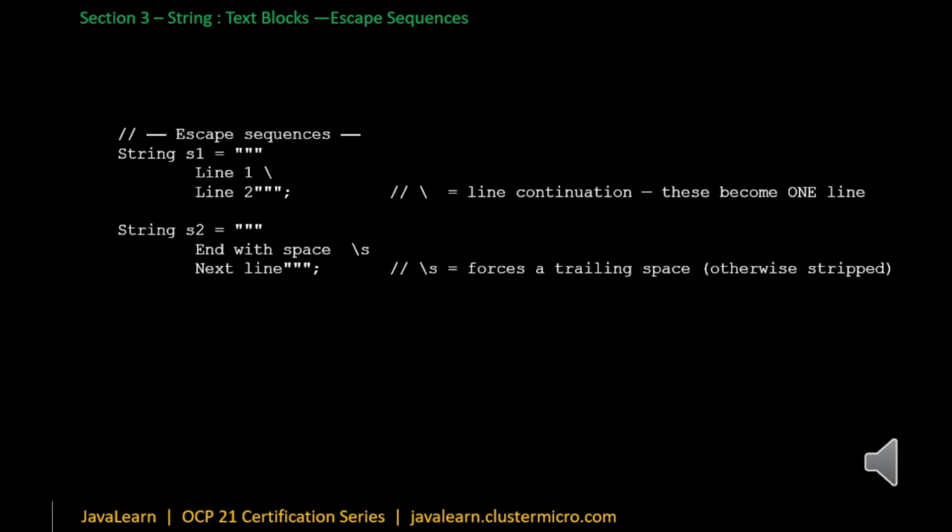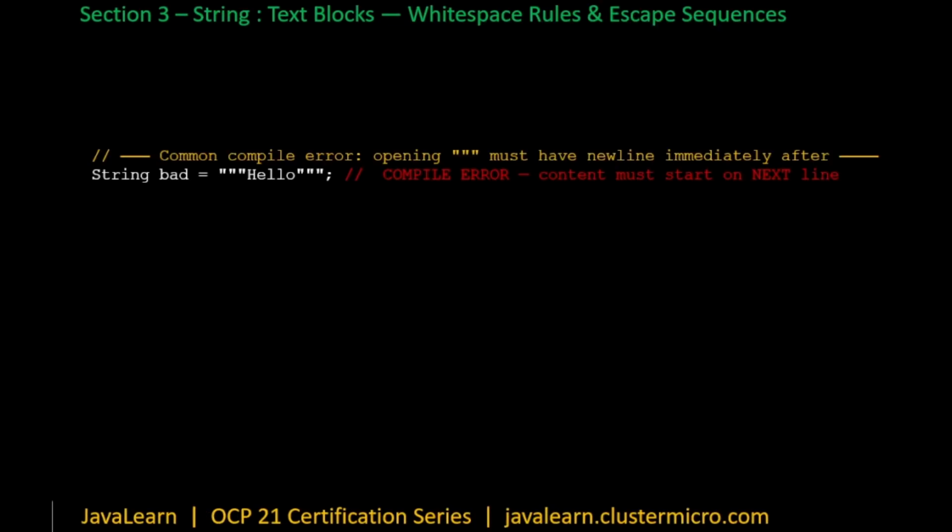Then we have compile error, right? So we have String bad, then triple quote, then hello, then triple quote, right? So it will lead to a compile error. Content must start on the next line. So this is the most common text block compile error, and the exam uses it as a trap.